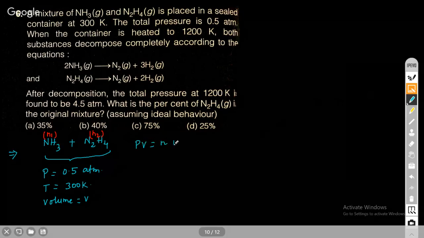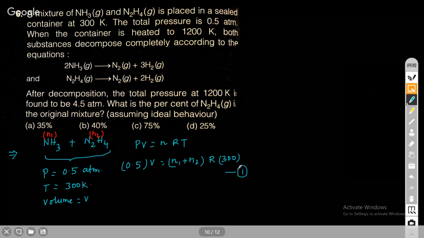which is PV equals nRT, where pressure is 0.5 and volume we assume as V. Number of moles, since we have a mixture of these two, will be N1 plus N2, into R, and temperature is 300 Kelvin. This is equation 1. This is the first part of this question.